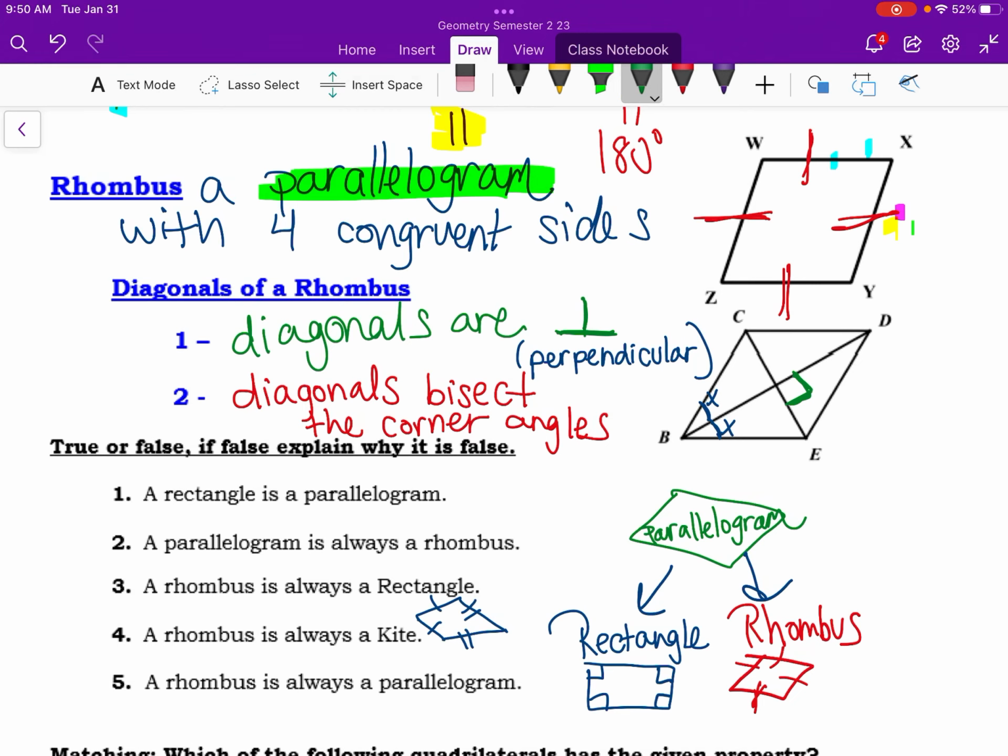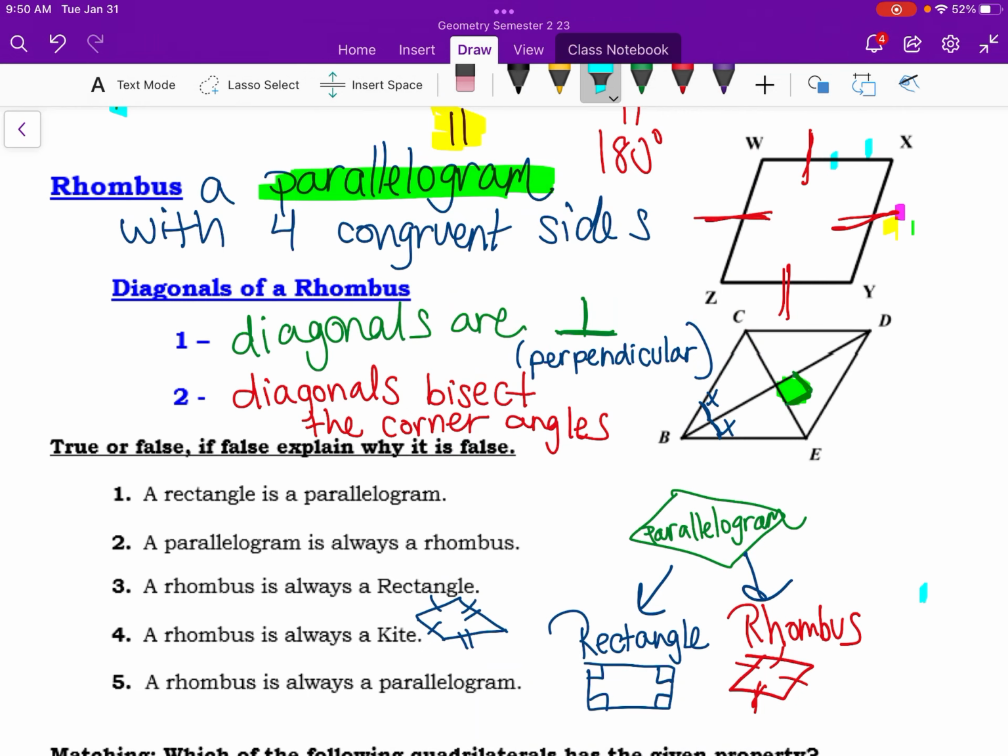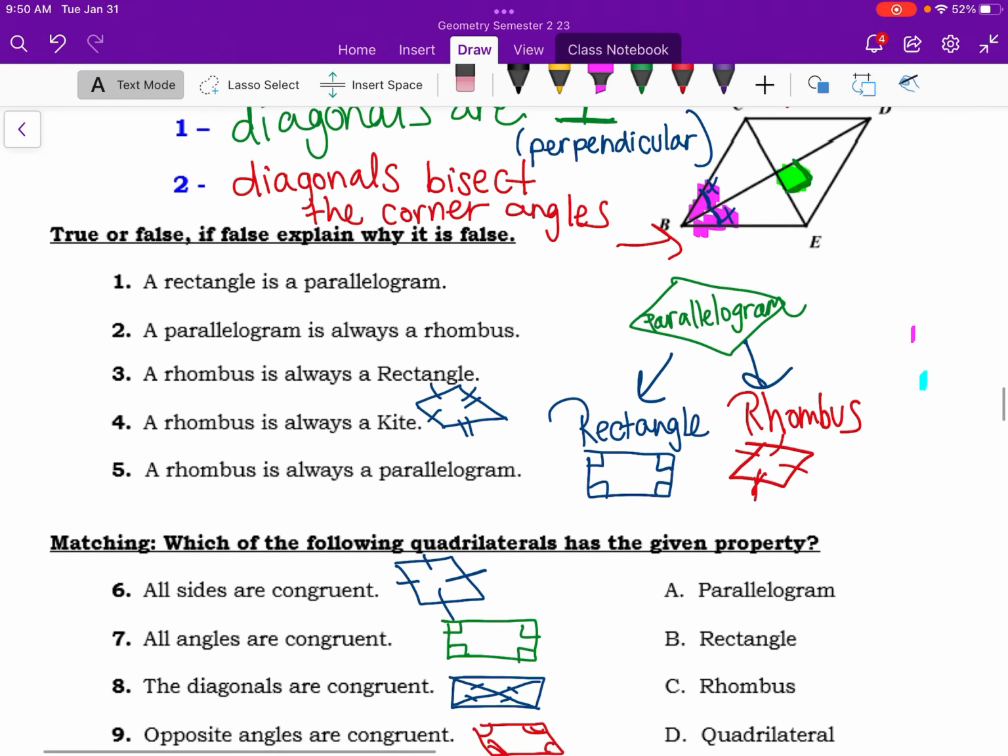The diagonals are also perpendicular, which means that they create a 90-degree angle. And the diagonals bisect the corner angles. The word bisect just means that the angle is cut in half, so these 2 angles are both worth the same amount. Okay, so we'll work these out based on what a rhombus is.